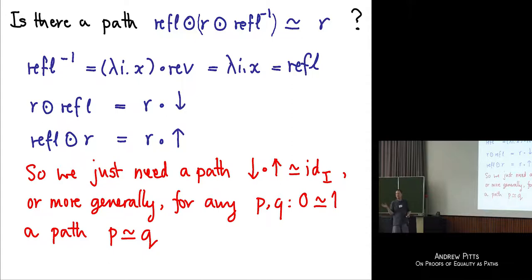And the interval is probably going to be, you know, homotopically trivial. So actually, really, all we need is some means of seeing that for any pair of paths P and Q from 0 to 1 in the interval, there's a path from P to Q.